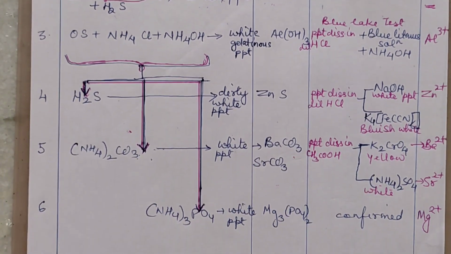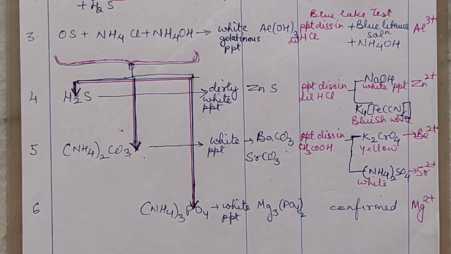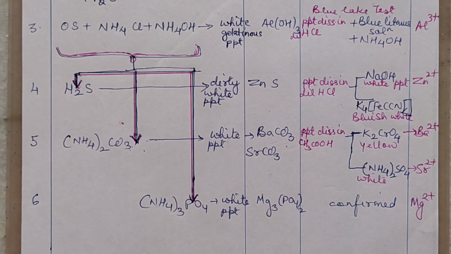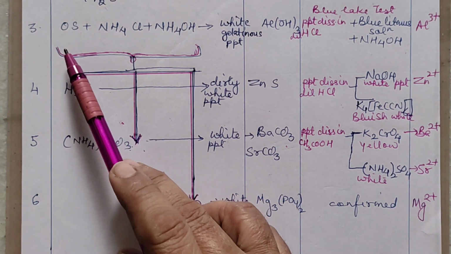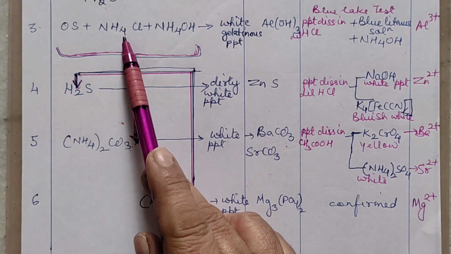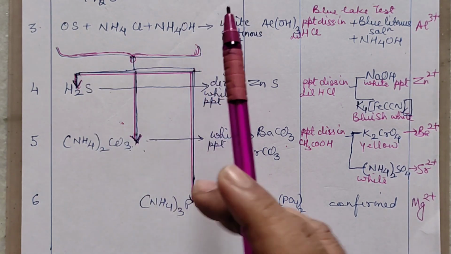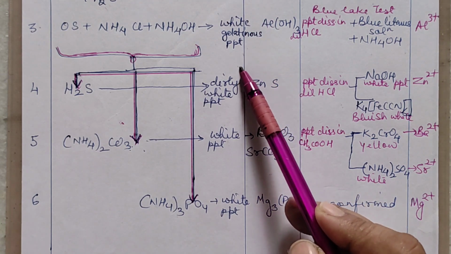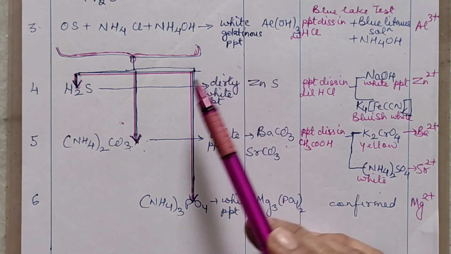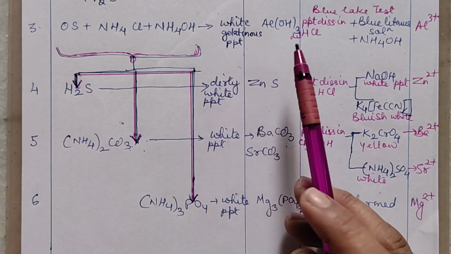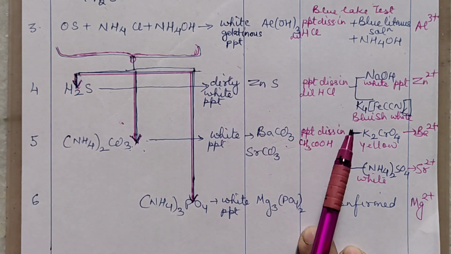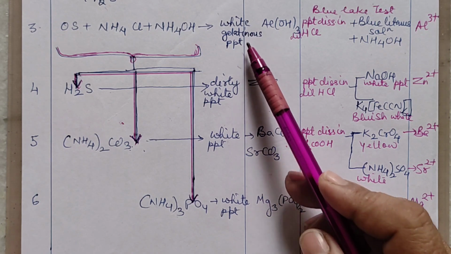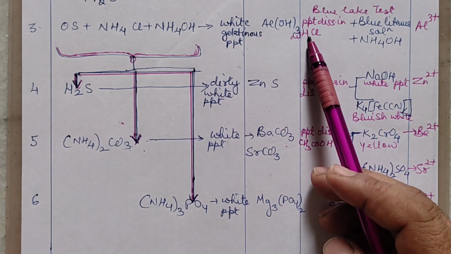Okay, now you just observe. In group 3, 4, 5, 6, there is something common. So this I am just showing together in one frame. OS, that is original solution, ammonium chloride and ammonium hydroxide you have added. If you get white gelatinous precipitate, shake the PPT and see. If the PPT dissolves, it was not aluminium. If it is retained, it is aluminium. You will get white PPT of aluminium hydroxide.